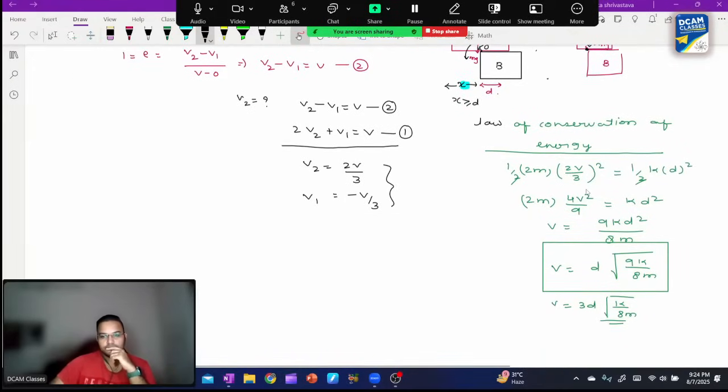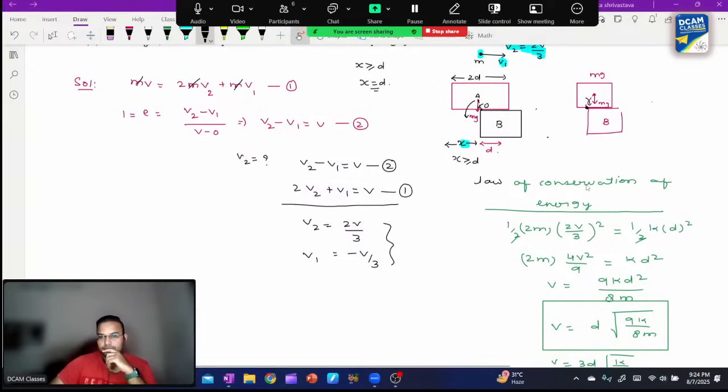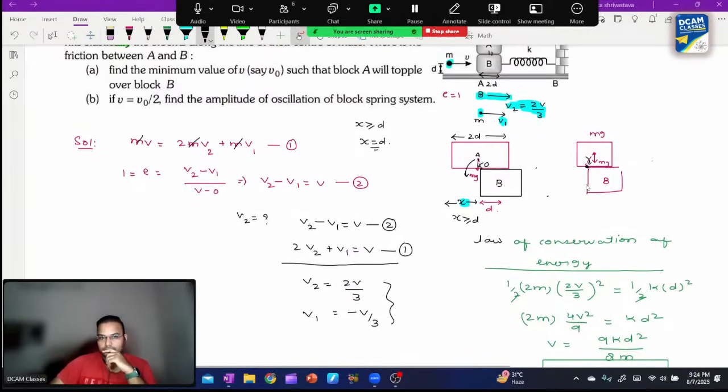I was just solving this question, the earlier one. Okay. You understood? This velocity v is how we got v. The second part, can you do it?